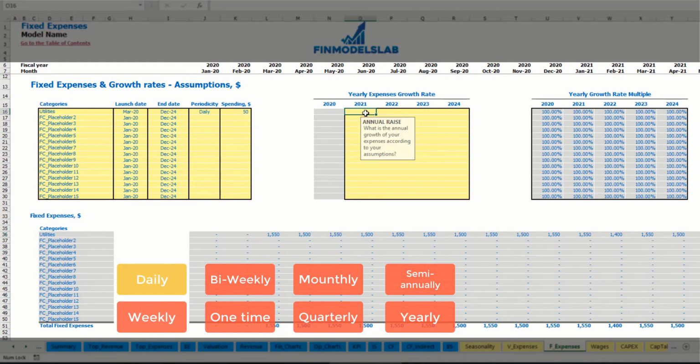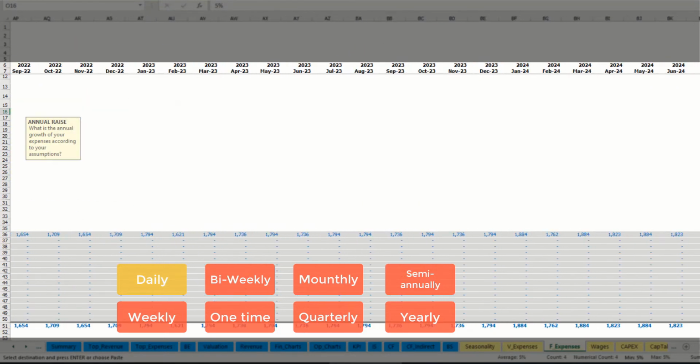Also, you have the ability to input some growth rate year over year. Once you input this growth rate, you will see that your utilities will grow over the years.